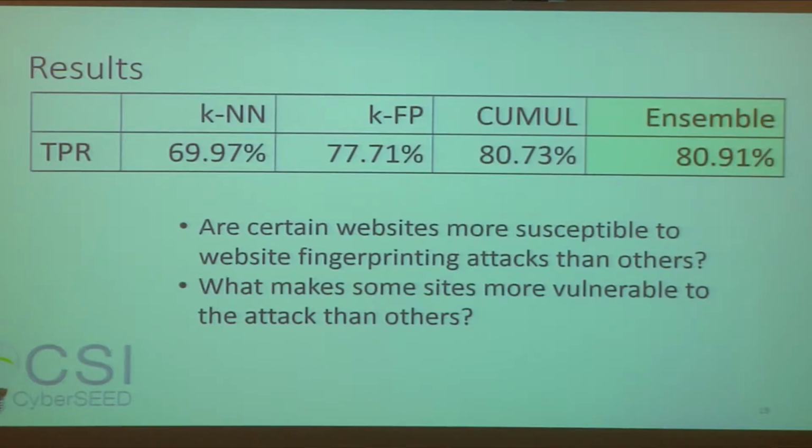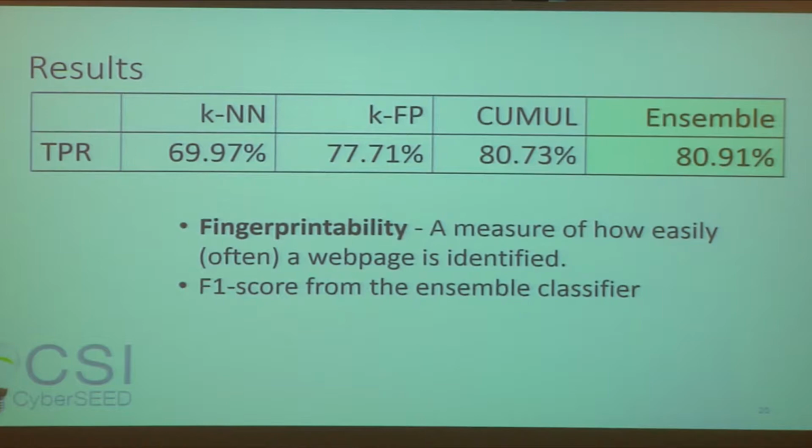And so what we're going to look at are the misclassifications that happen in these websites. That is, the websites that are safe from this type of attack. And we want to know, are certain web pages or certain hidden services more susceptible to website fingerprinting attacks than others? And if so, what makes them so? And is it consistent? To do this, we define a fingerprintability score.